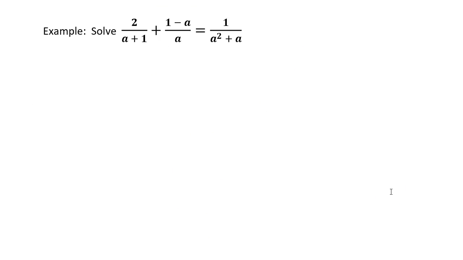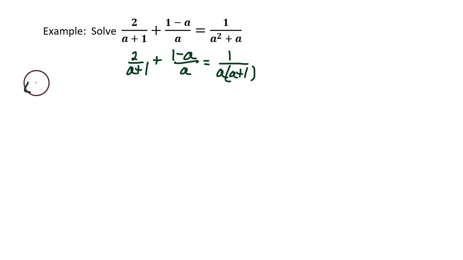Let's try another example of this. Here's an equation. We're asked to solve it, and it has variables in the denominator. The first step is to factor this one right here. That allows us to rewrite the problem. 2 over a plus 1 plus the 1 minus a over a equals 1 over a times a plus 1. Now we can identify that the least common denominator will have a factor of a and an a plus 1.